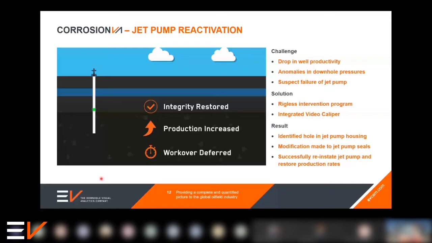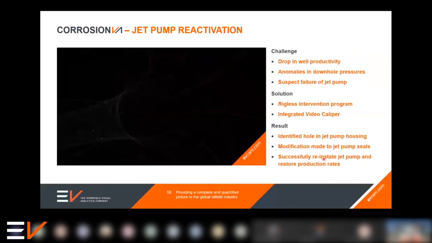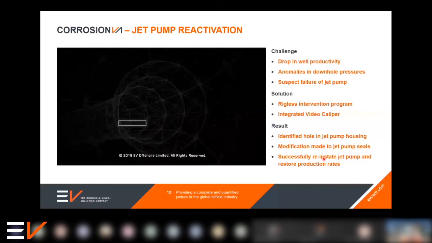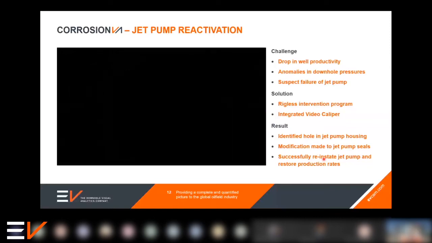So with that, the operator was able to develop a modified jet pump where they repositioned the seals to isolate the hole in the jet pump housing and restore functionality and integrity. And with that, they were then able to put the well back onto production, and it's been producing perfectly well ever since. So in this case, a much better outcome, where the downhole diagnostics led to a solution that was effective and enabled an in situ repair.